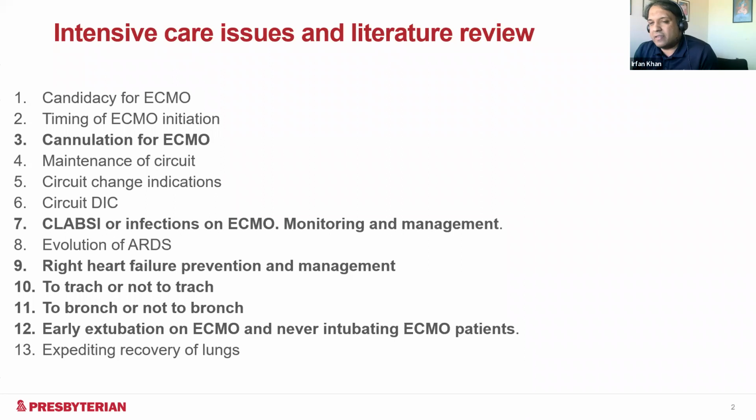Depending on how you do things, I think it's an experienced center which is well oiled, they know what they're doing. The incidence is somewhat low, but if you have a unit where people don't know how to manage or take care of these circuits, then the infection incidence goes up significantly. So there are two components for this.